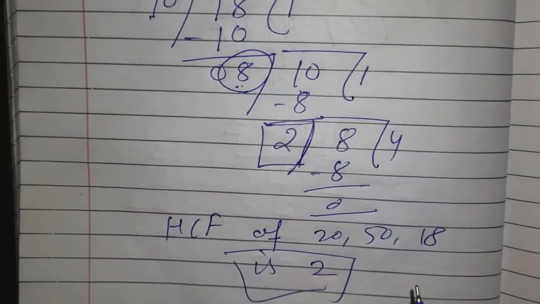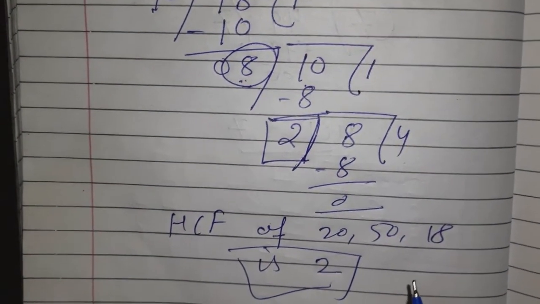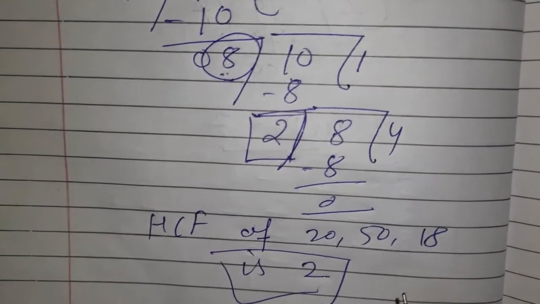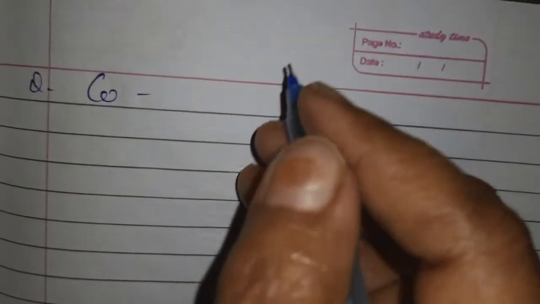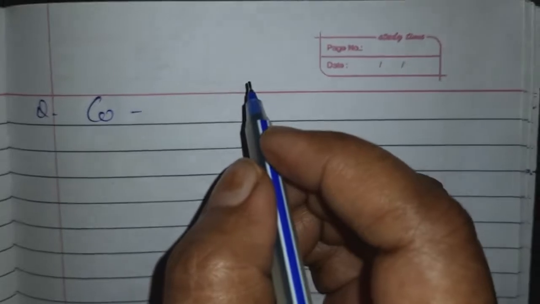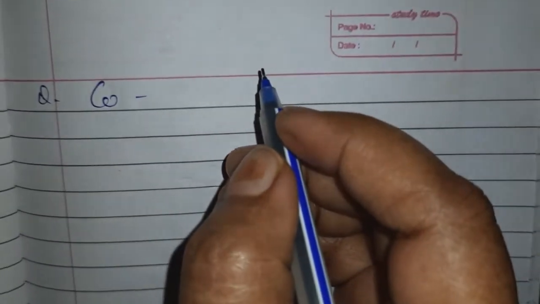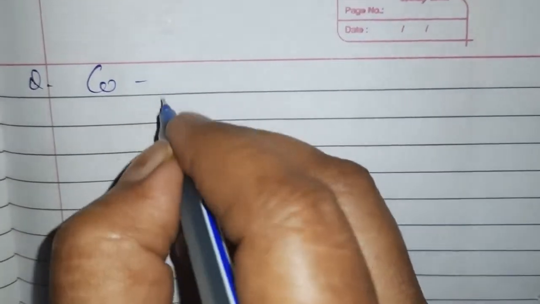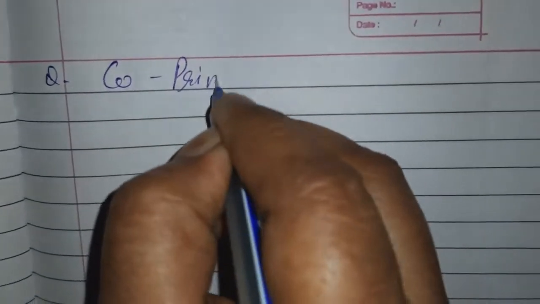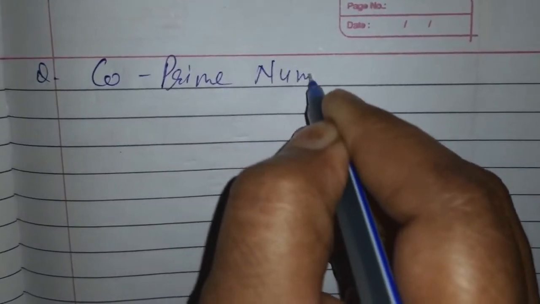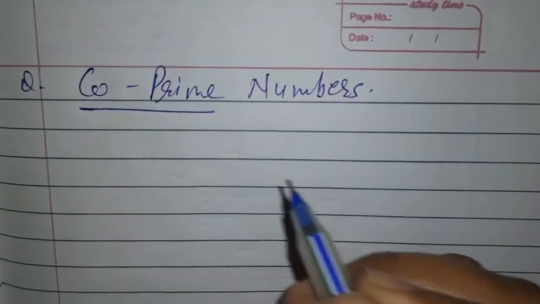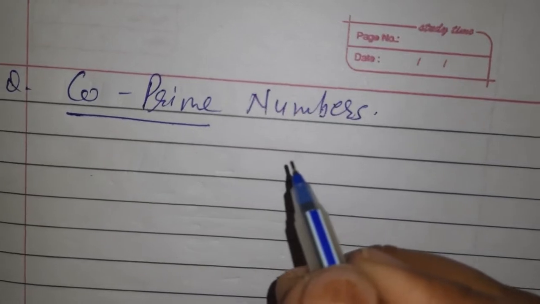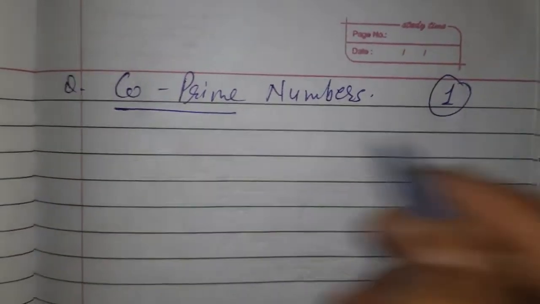So this way you find the HCF of any two numbers or three numbers. Okay, so I think you understand, students, how to find the HCF by the prime factorization method and the long division method. So now, how to find co-prime numbers. You know that co-prime numbers are the numbers having HCF 1. What is their HCF? 1.